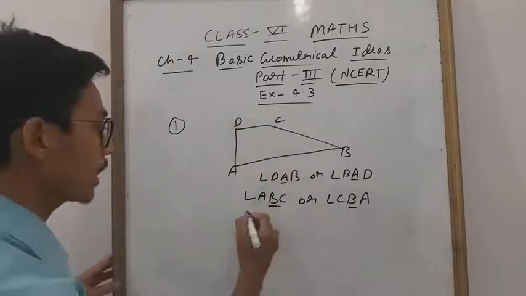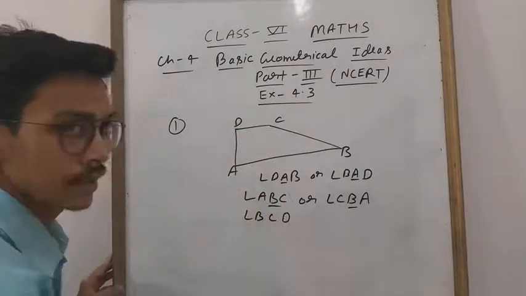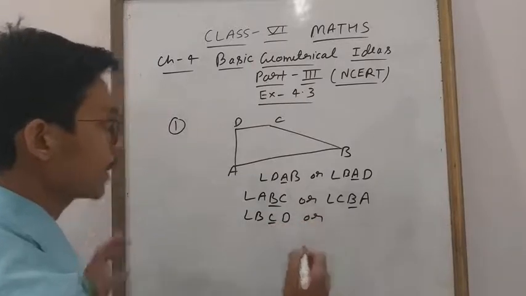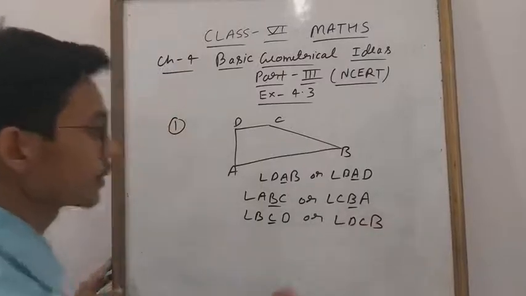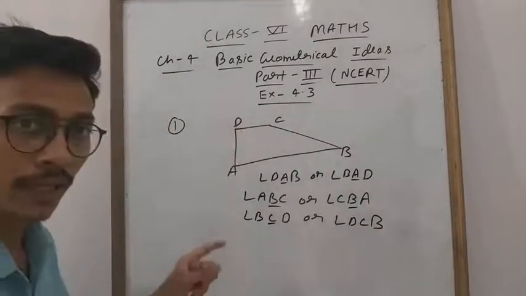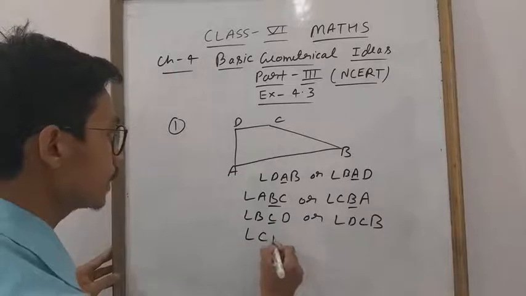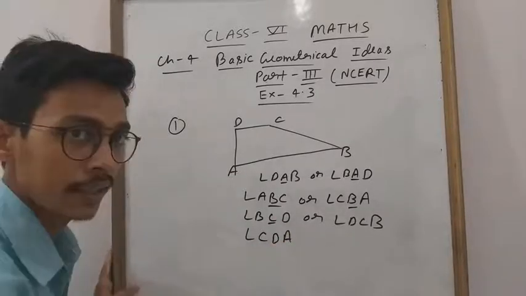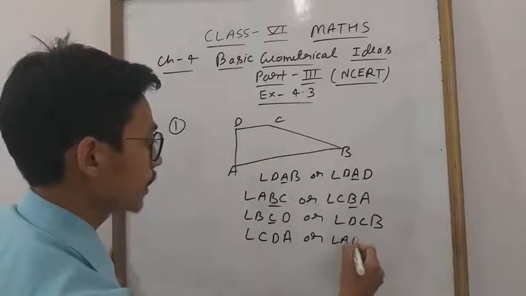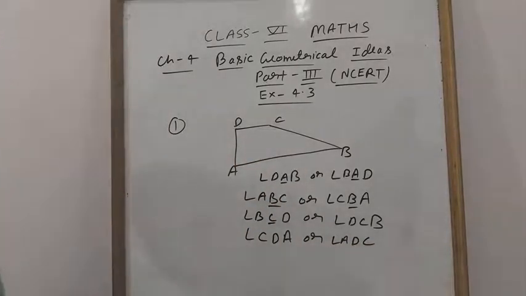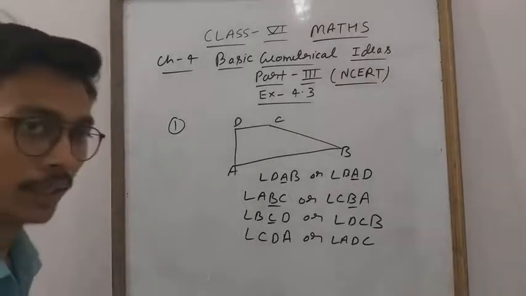Next, students, C you have to write down. So what can you write? Angle BCD. C is in the middle. Other name, angle DCB. Okay, everyone. Angle D you have to write down. You can write angle CDA, or angle ADC. You can write very easily. Clear, everyone? So by this way you can write the angle. So students, this is your question 1. Clear? I explained this one.